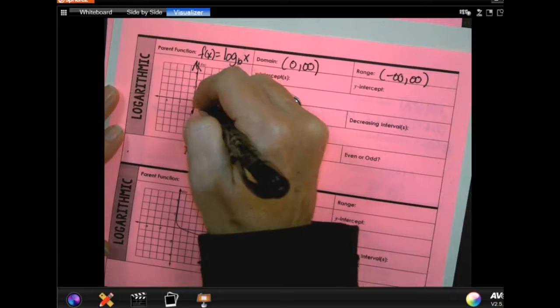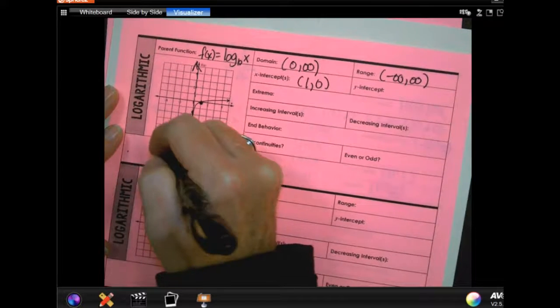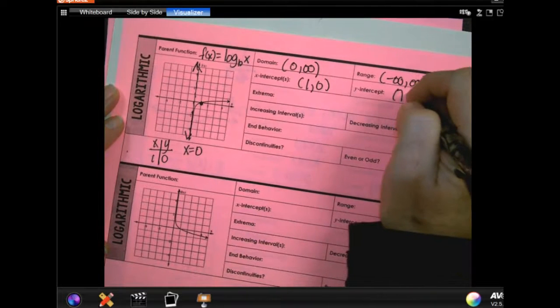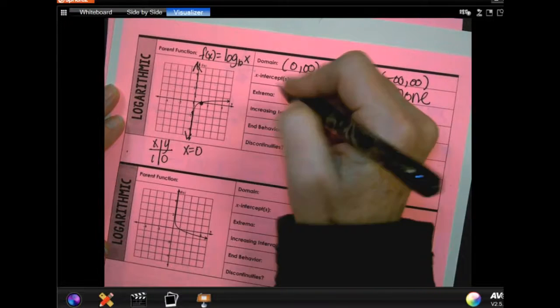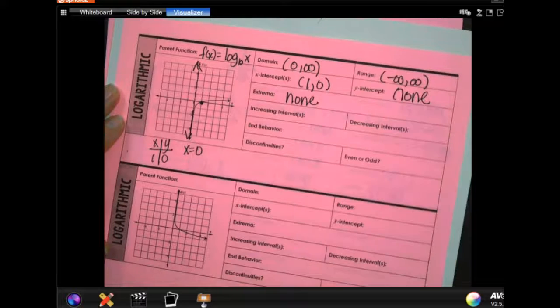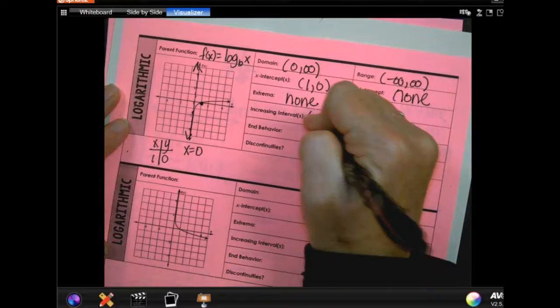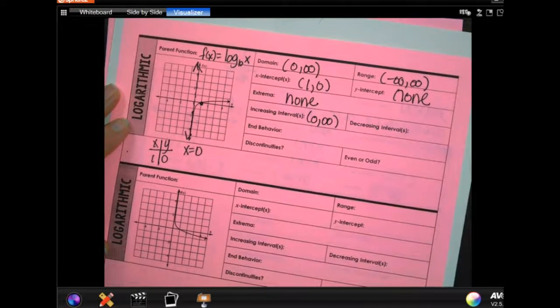What's the x-intercept? 1 and 0, and that'll be the point when we transform that you're going to want to transform. Is there a y-intercept? No, because of the asymptote. Are there any critical points? Nope. So if you put your finger on this, is this increasing or decreasing? This is increasing. So it's increasing from 0 to infinity. Does it decrease at all? No.